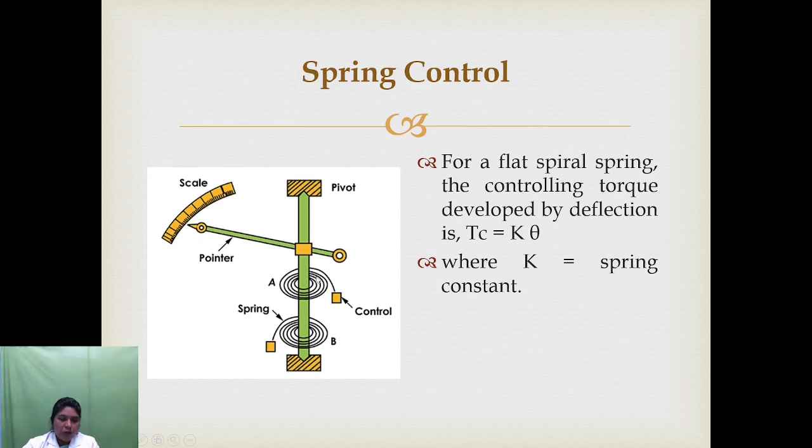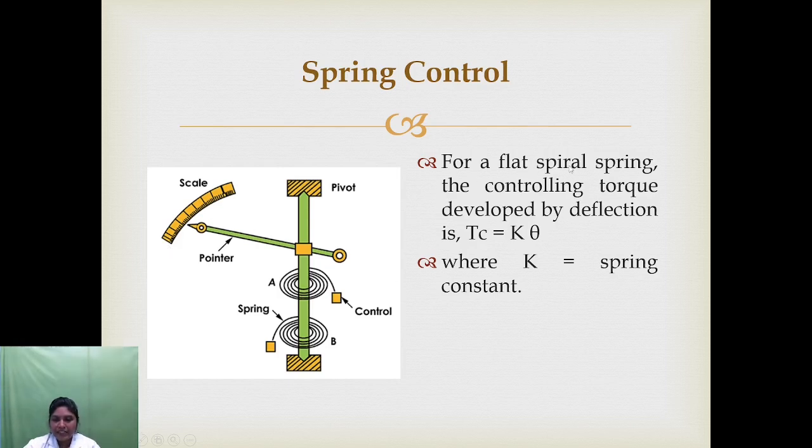So what happens is, how it is controlling: when the pointer deflects from the zero position, it should settle at a stable position. The spring is attached to the spindle. If the spindle moves, the spring tightens and keeps the pointer at a controlled position. When the deflection or measured quantity is removed, the spring loosens and brings the pointer back to the zero position.